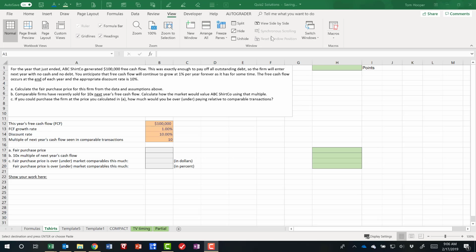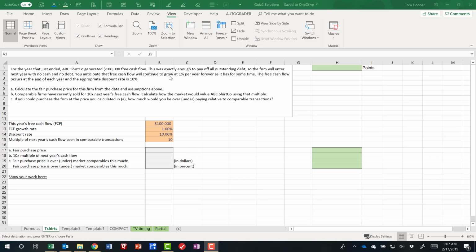Let's take a look at the t-shirts problem, which was the final problem on Quiz 2. In this problem, you're told that this firm has generated some cash flow, which was used to pay off debt. The hint there is that that cash flow occurred in the past. It's already been used for something, so we certainly don't want to take credit for that $100,000 in the fair value of our firm. So we need to keep that in mind as we build this out.